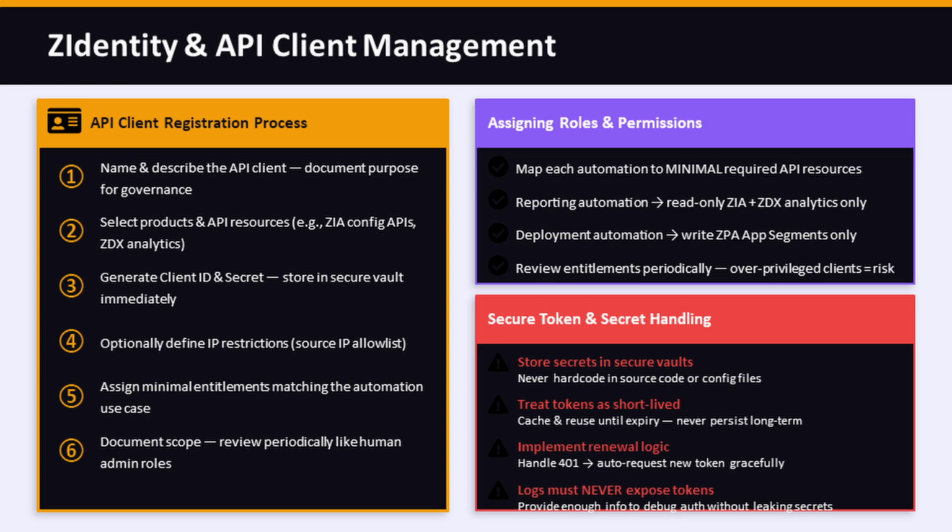On token and secret handling, 4 rules that must be followed without exception. Store secrets in secure vaults, never in source code, environment variables in plain text, or configuration files. Treat tokens as short-lived. Cache and reuse them until expiry, but never persist them longer than necessary. Implement renewal logic. Your code must handle a 401 gracefully by requesting a new token, not by hard-coding a static long-lived token. And ensure your logs never expose tokens or secrets. Include enough information for debugging auth issues without logging the credentials themselves. These 4 rules are the difference between secure automation and an incident.